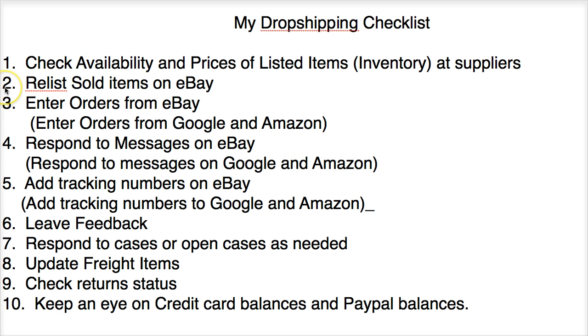Number two, I relist any items that I've sold on eBay. So in the previous day, or since the last time I came through and did this, maybe you sold some things, you want to make sure to relist them. And typically when I would only list a quantity of one, if I sold it, I would go place the order, make sure it's still in stock, and if it was, then I would relist it at that time automatically.